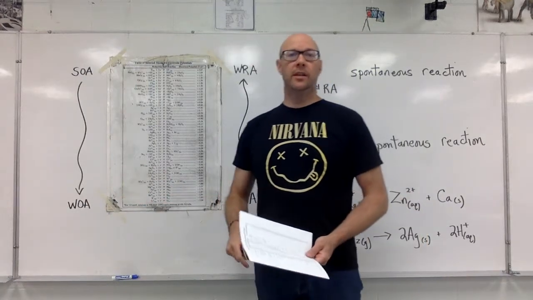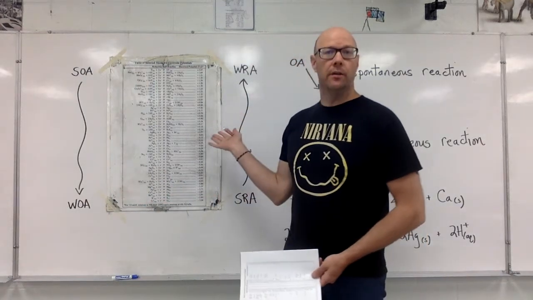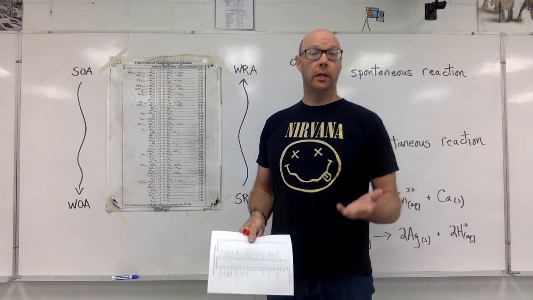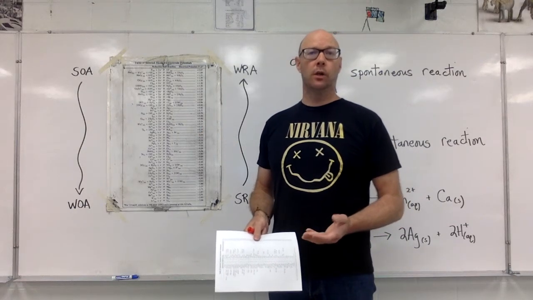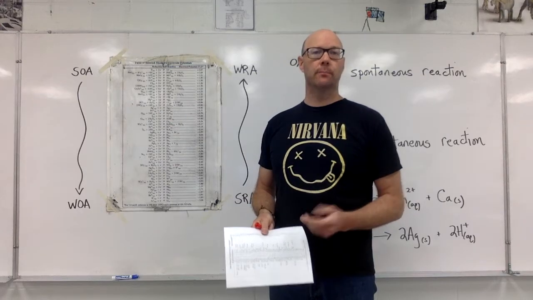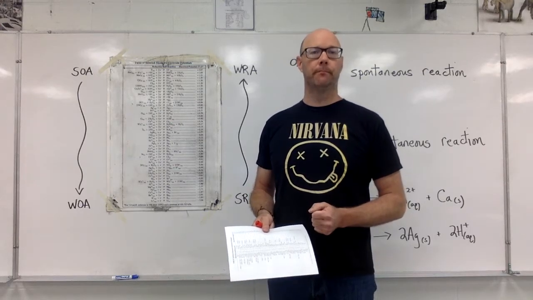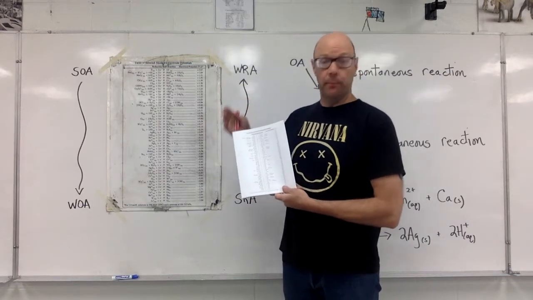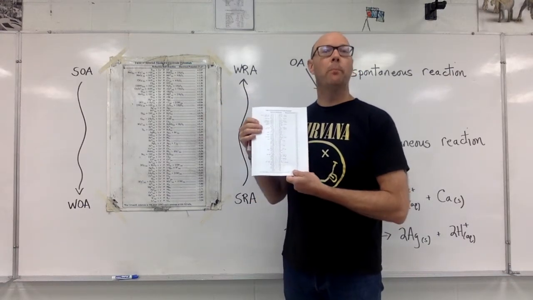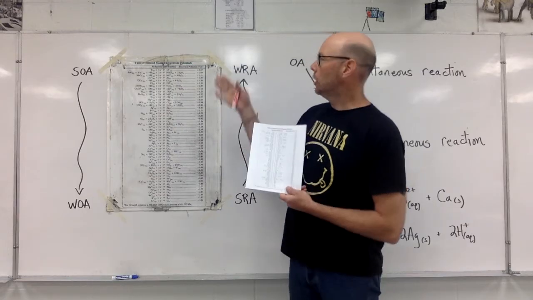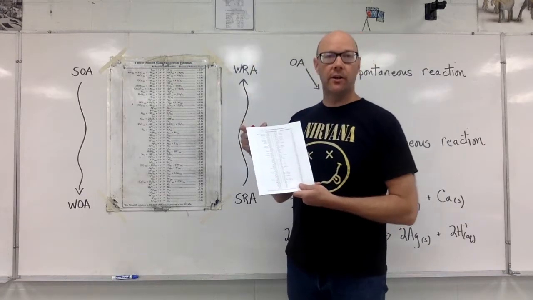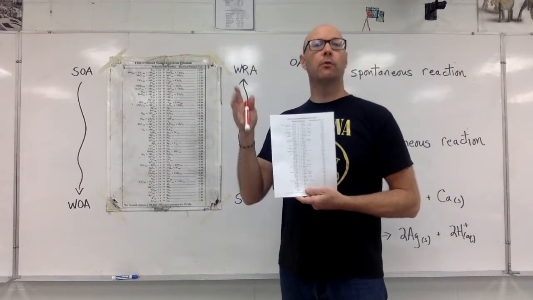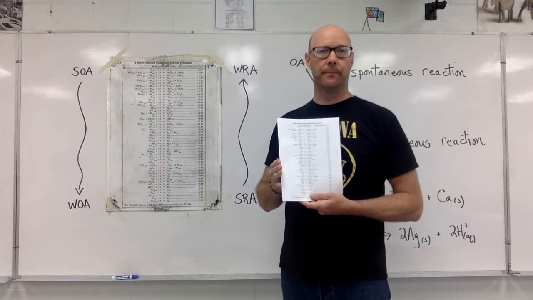Hi everyone. Today we take a look at the organization of the table of standard reduction half reactions and how we can use that table to predict whether or not a redox reaction is going to be spontaneous. This is a copy of the table that we can find in the data booklet on page 7. It's called a table of selected standard electrode potentials, and it has quite a long list of reduction half reactions.